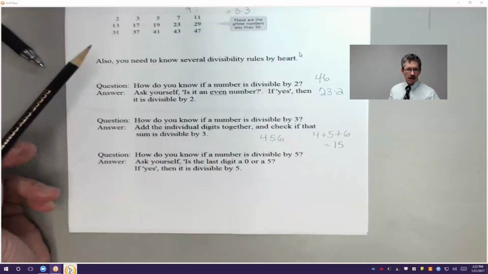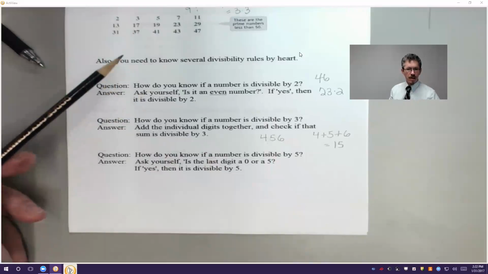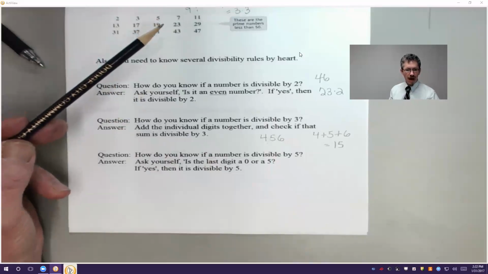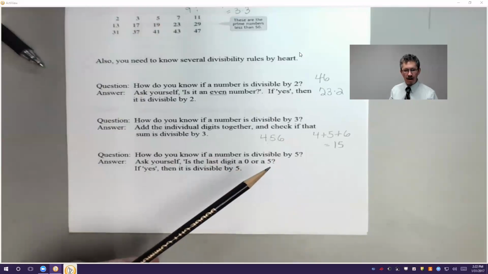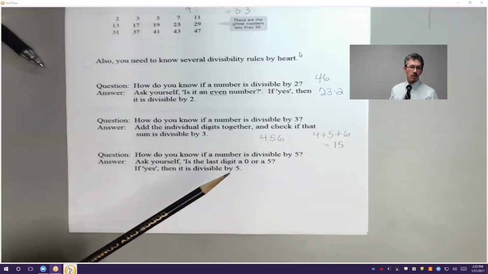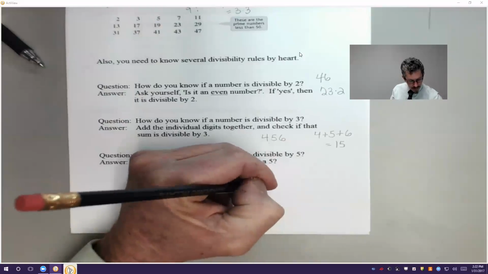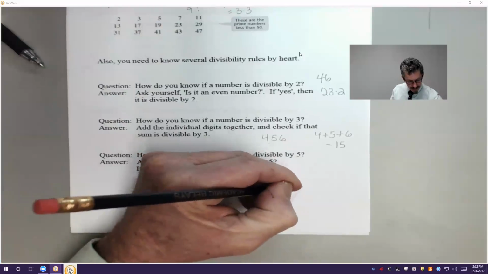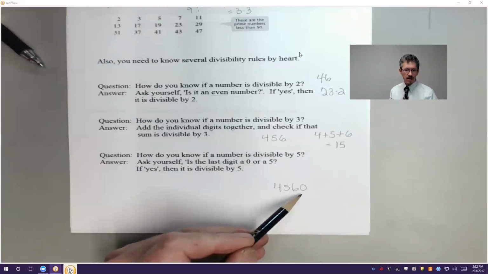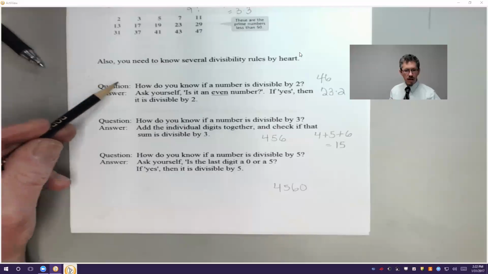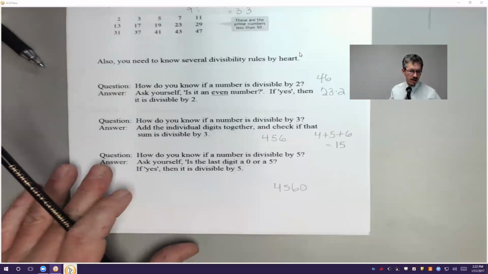Next one, and only the first 3 prime numbers have easy divisibility rules like these. The next one would be 5. Ask yourself, is the last digit in the number you're looking at a 0 or a 5? If the answer is yes, then it's divisible by 5. If no, then it's not. For example, 4560 would be divisible by 5 because the last digit's a 0. Okay, we're going to be applying these rules as we find the prime factorization of various numbers.